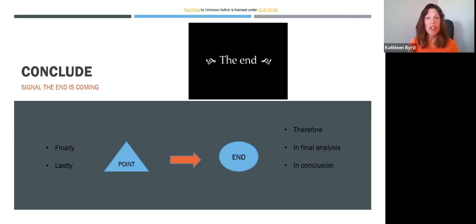All right, so hopefully this clarified for you just this idea of transition words and how to use them. If you have any questions, of course, as always, just email me.